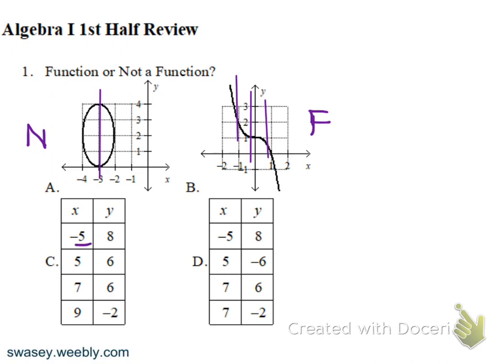For choice C, all the x values are different, so it's a function. And then choice D, 7 goes to 6, 7 also goes to -2, so that's not a function.